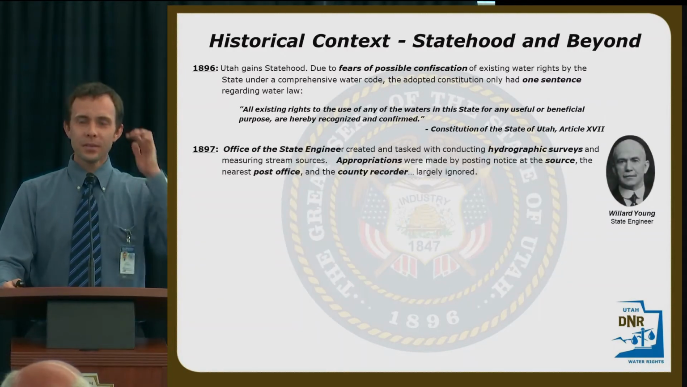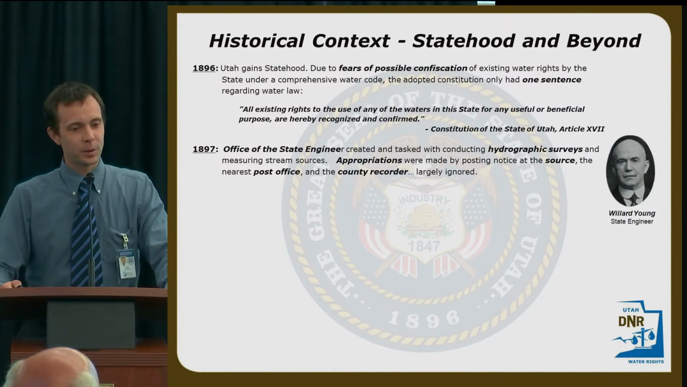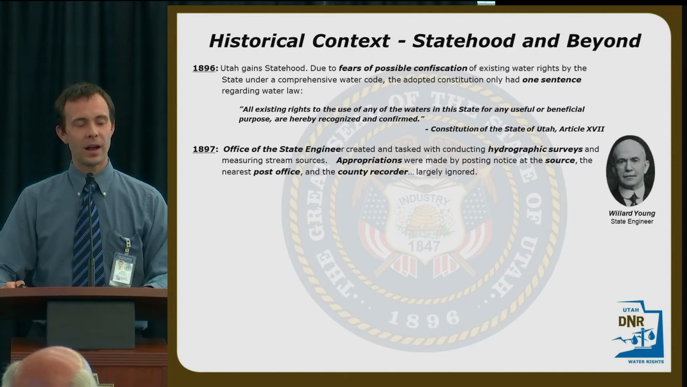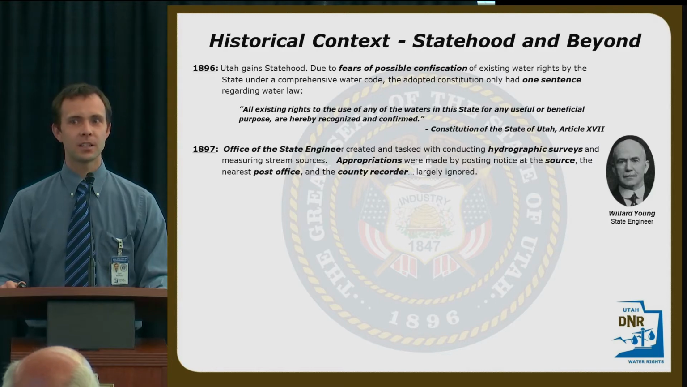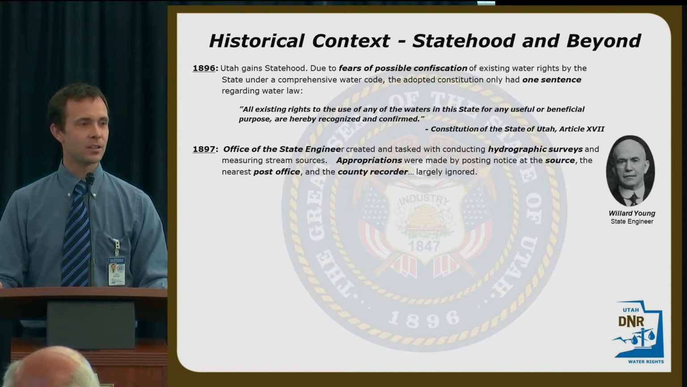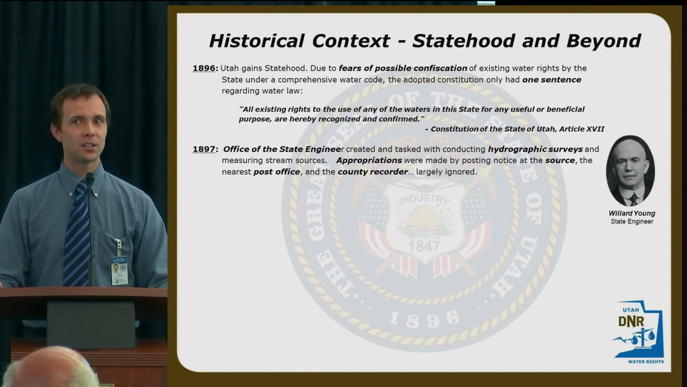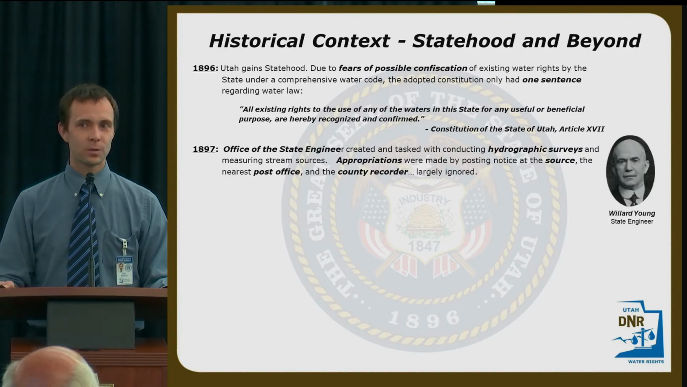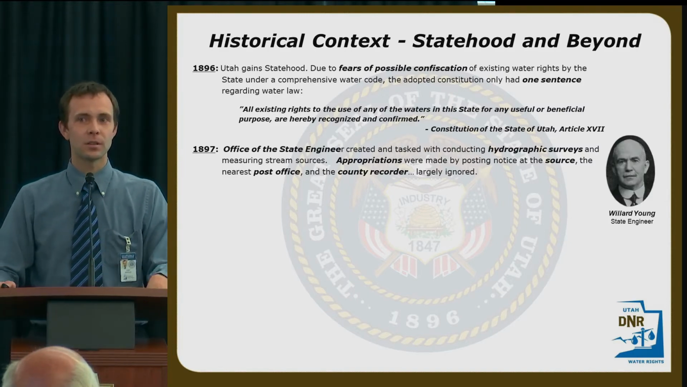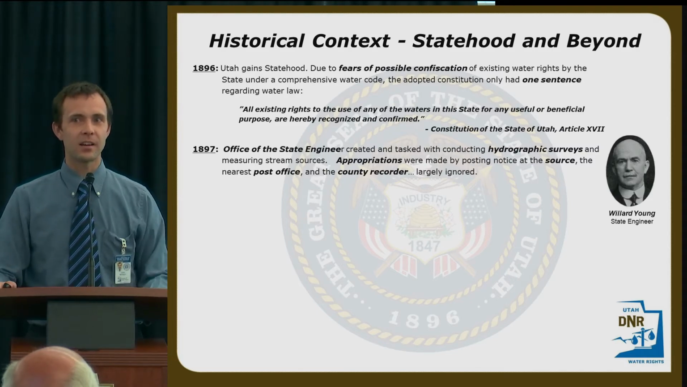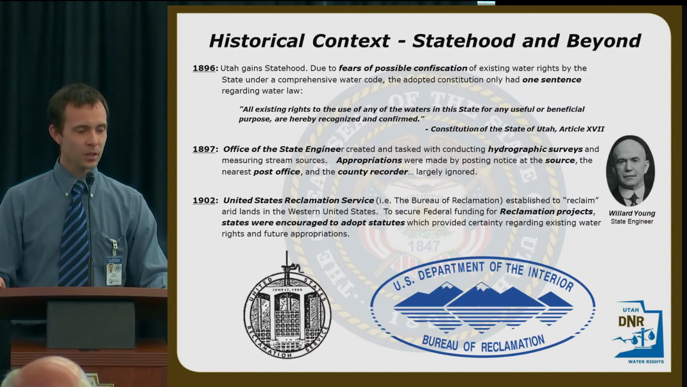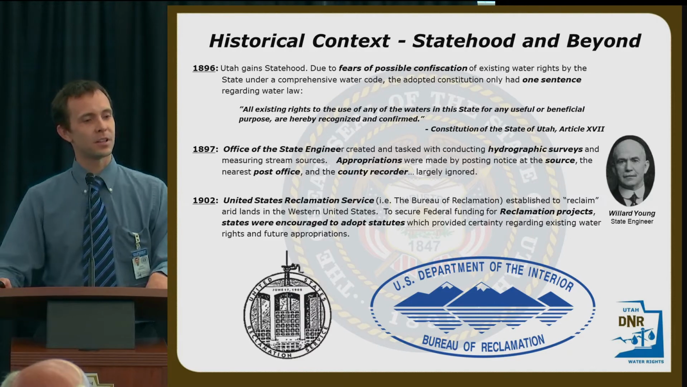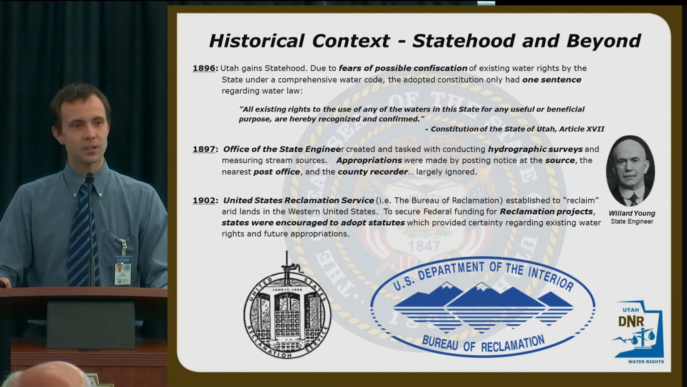In 1897, the Office of the State Engineer was created by the legislature and tasked with conducting hydrographic surveys to measure stream sources and determine what the water rights were. Appropriations were generally made by posting notice at the source and at the nearest post office and at the county recorder. But this was largely ignored. So we'll get to when the all-encompassing water rights statute was adopted.